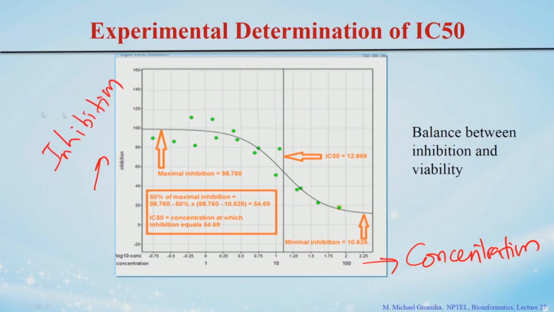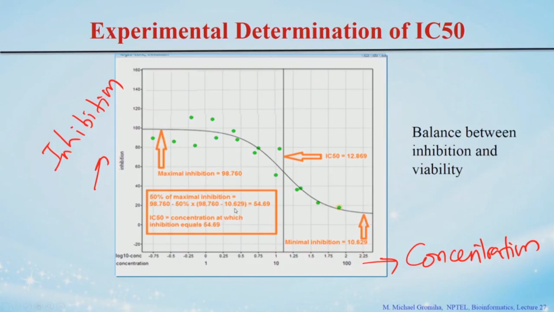Okay. So, if you see, this is the 98% maximal inhibition, right. You can see the curve. Look, this is a usual curve we will get for the inhibition with respect to different concentrations, right. Then if you go to the lowest one, the minimal inhibition is 10.629. So, then we get the 50% of maximal inhibition.